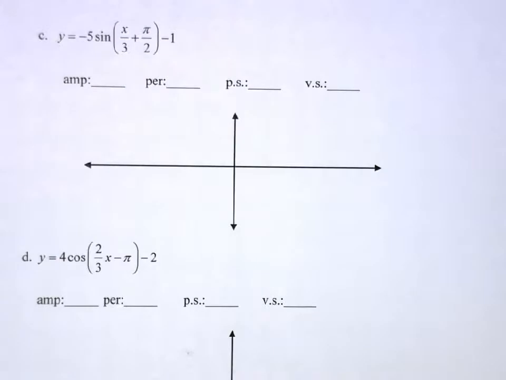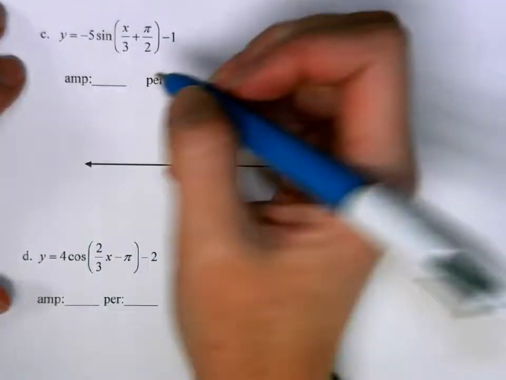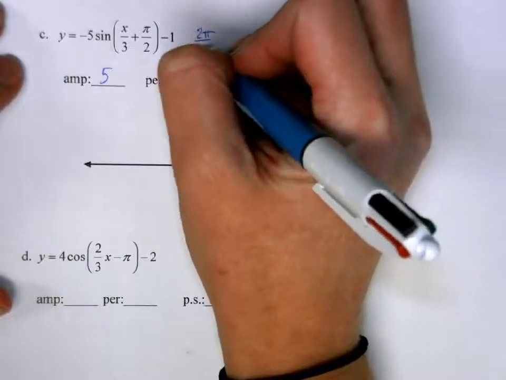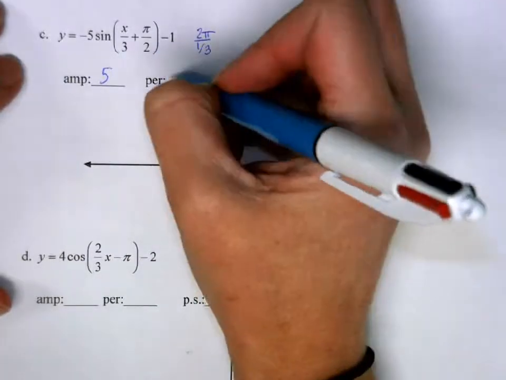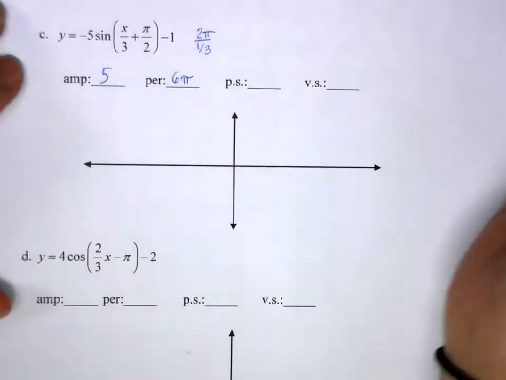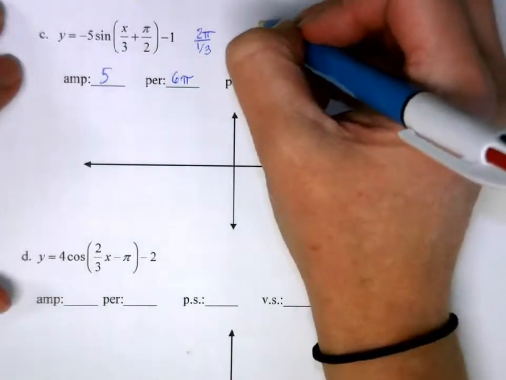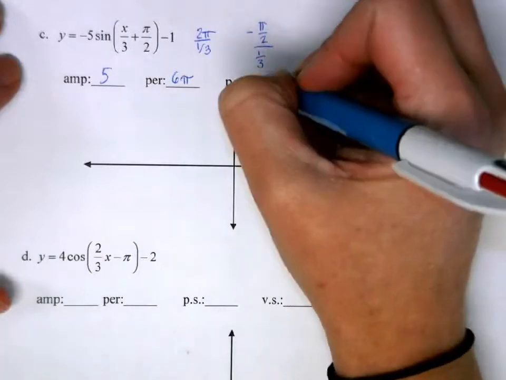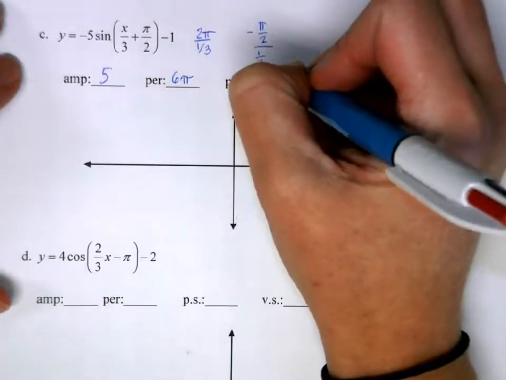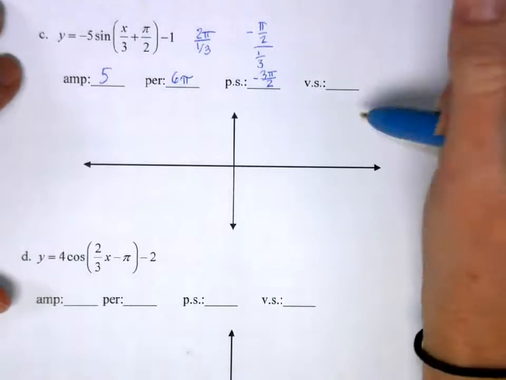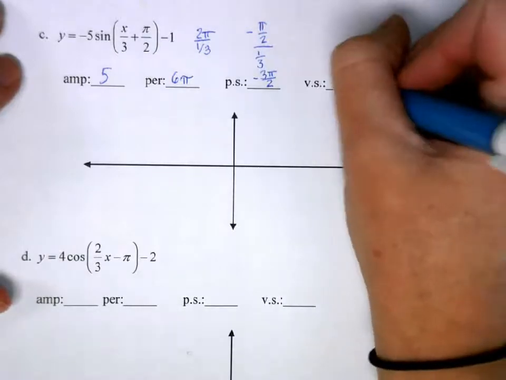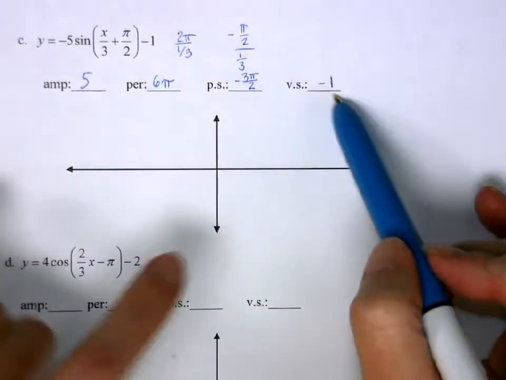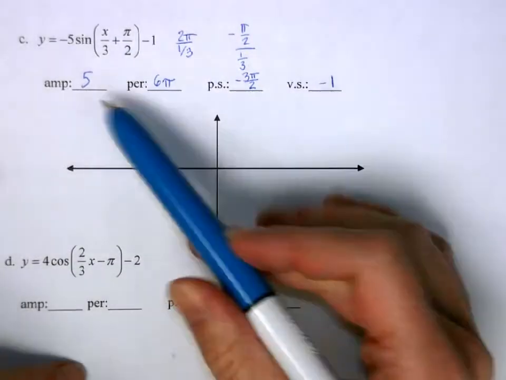Our next one, the amplitude is 5. The period is 2 pi over 1/3, which is going to be 6 pi. My phase shift is negative c over b, which is going to be negative 3 pi over 2 when you copy, dot, flip, or multiply by the reciprocal. Vertical shift of negative 1. Okay, so for my y-axis, we have a vertical shift of negative 1, and we're going 5 above that and 5 below that.